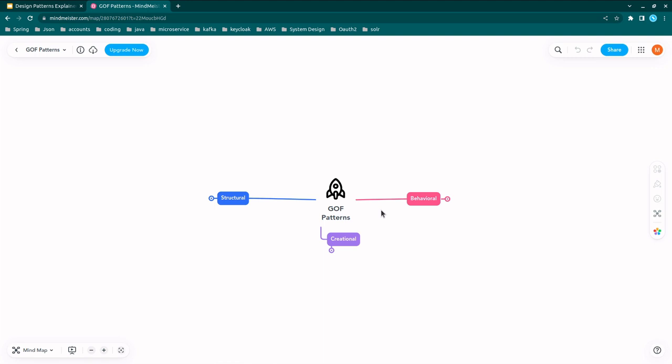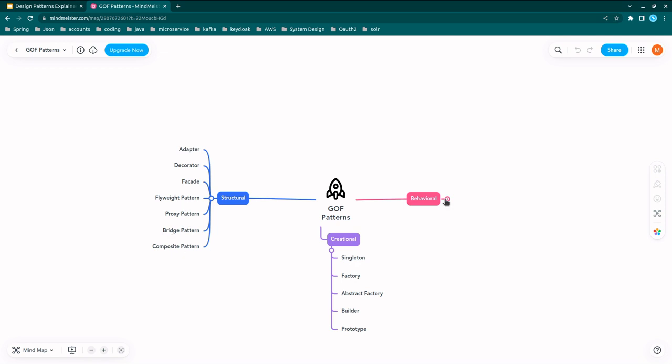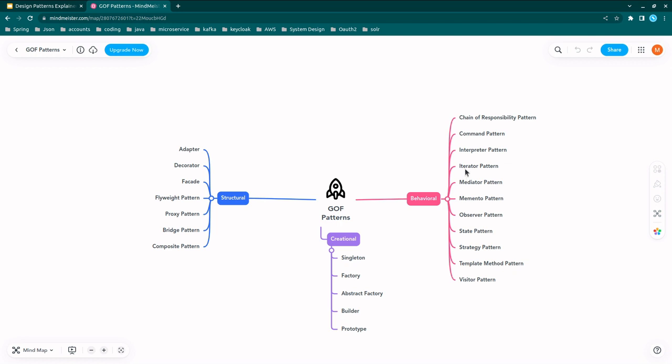Right, so let's go through the Gang of Four patterns. The Gang of Four patterns have three categories. The first category is creational. Under creational, we have these five design patterns: singleton, factory, abstract factory, builder, prototype. These are the five design patterns under the creational category. The second category is structural. Under the structural design patterns, we have adapter, decorator, facade, flyweight, proxy, bridge, and composite pattern. And the third one is behavioral patterns. Under behavioral patterns, we have chain of responsibility, command, interpreter, iterator, mediator, memento, observer, state, strategy, template, visitor pattern. These are a total of 23 patterns, and they were proposed in 1994.